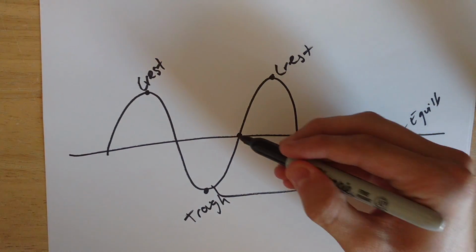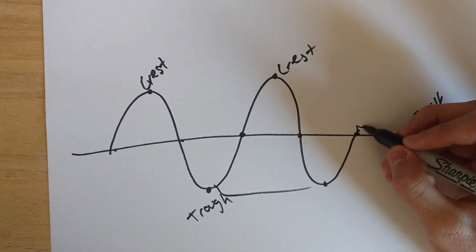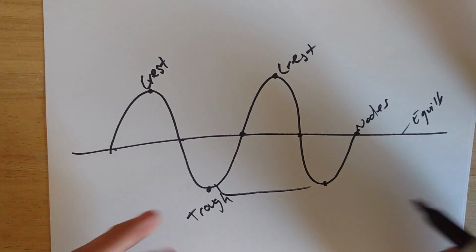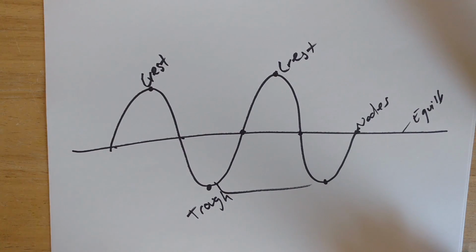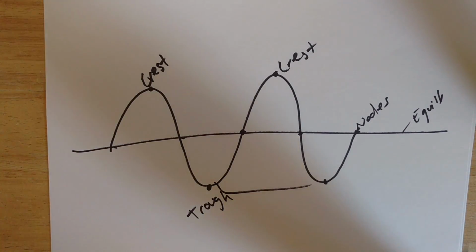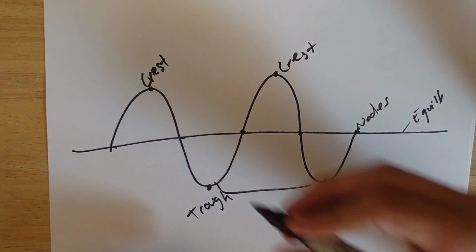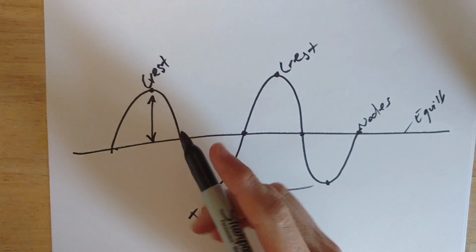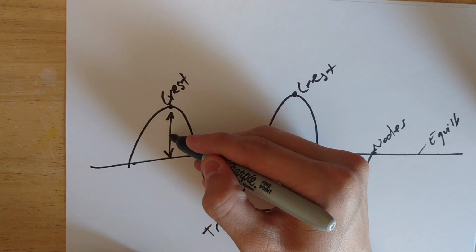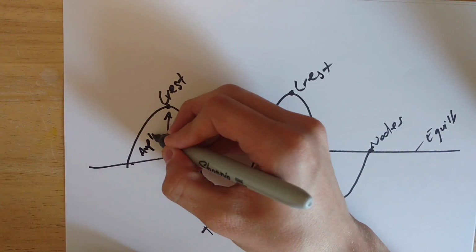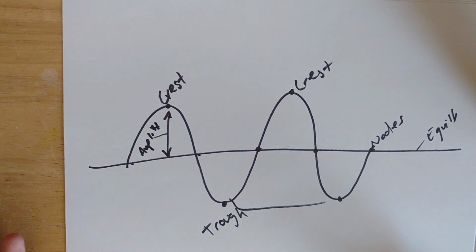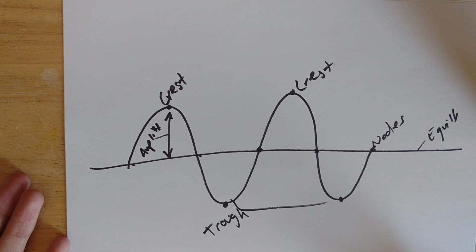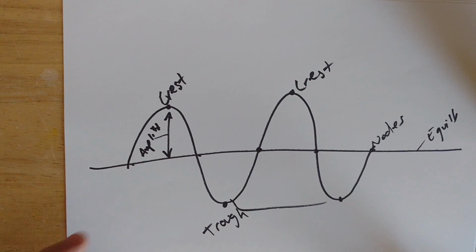these points right here are called nodes. Another important thing that you might want to know about waves is right here, this is called the amplitude. It's pretty much how tall the wave is. And so this is the amplitude right there.